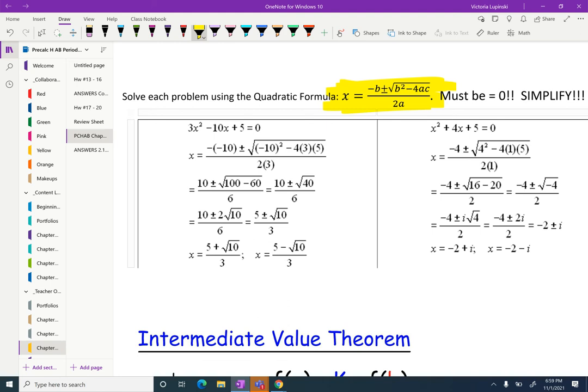So here it is, just as a reminder. Negative b plus or minus the square root of b squared minus 4ac all over 2a. And again, you can only solve this when it's equal to 0. And you will want to, of course, simplify.